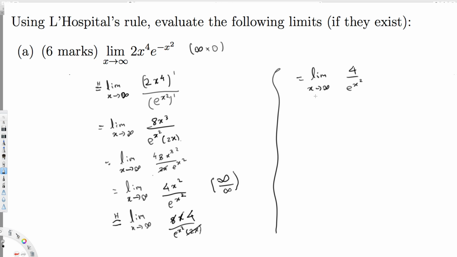Now if I apply infinity, what's going to happen? 4 over e to the power infinity is 4 over infinity, which becomes 0. So I can directly say 4 over infinity is equal to 0. So this is my final answer for this question. And that's how we do L'Hopital's rule. I hope you guys understood this concept. See you next time.